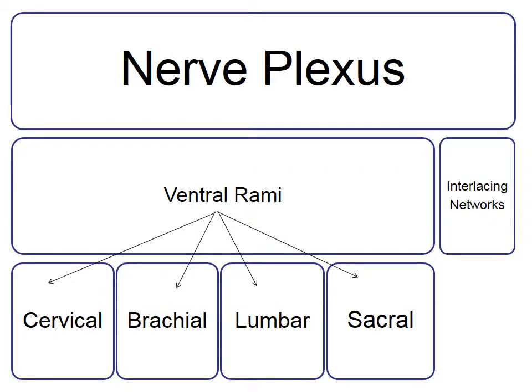Off the ventral rami of the cervical and lumbar enlargements, we will find the branch networks of nerves, plexes. There are 4 plexes, 2 off each enlargement. The cervical enlargement gives rise to the cervical and brachial plexus. The lumbar enlargement gives rise to the lumbar and sacral plexus.